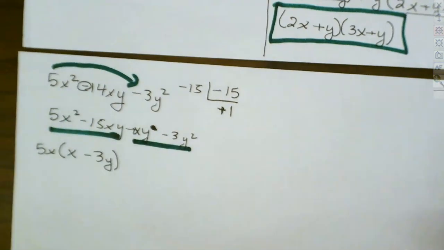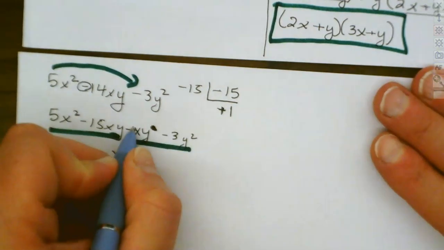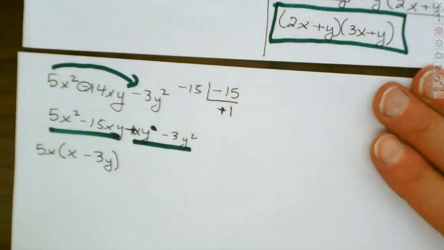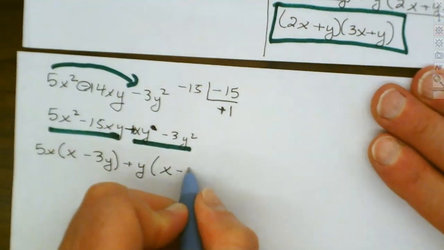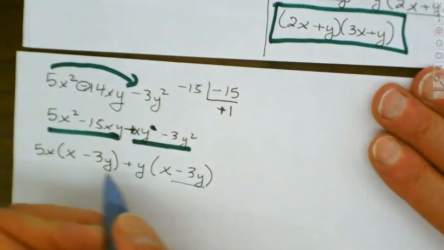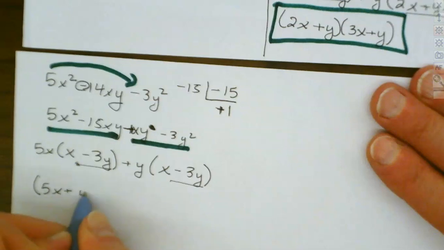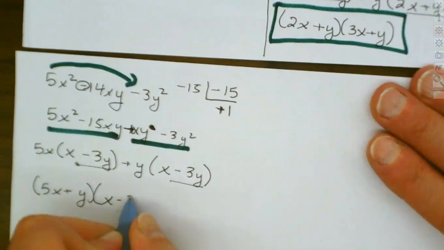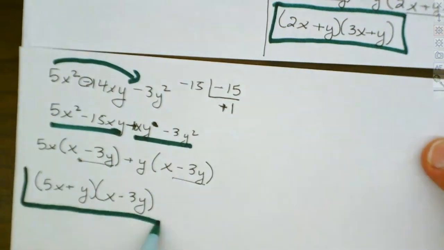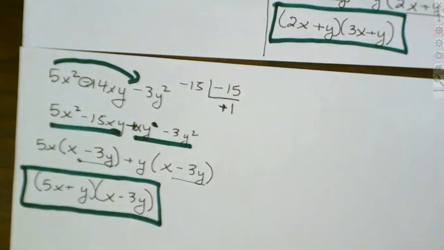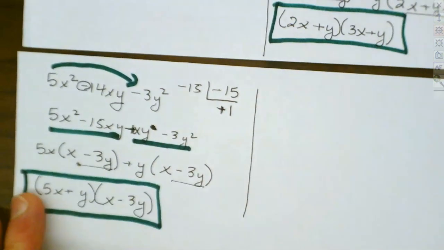This one, what are we going to do here? Well, remember this is a plus. Sorry about the mess here, but this should be a plus xy here. We can factor out a y, and that leaves you now with an x minus 3y. These are the same. So what do we have? We have 5x plus y and x minus 3y. One more, then we'll put the pieces back together, and we will be done.